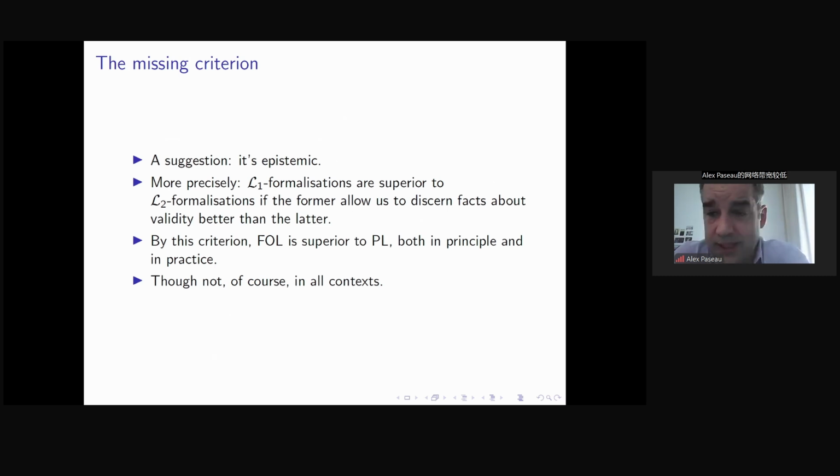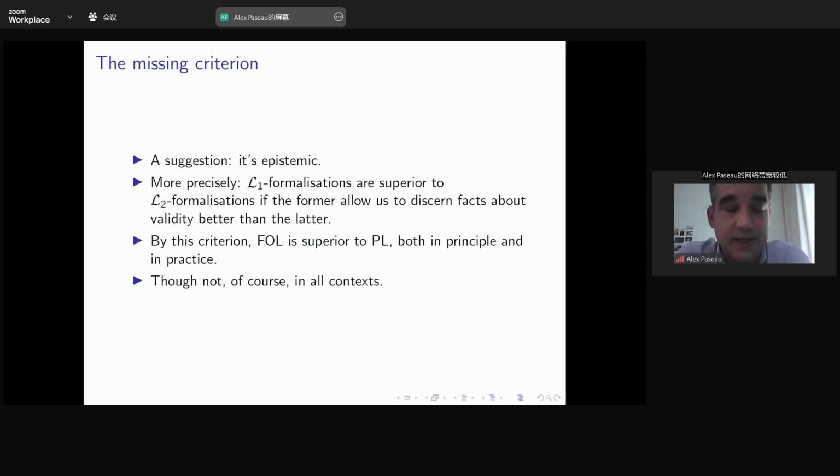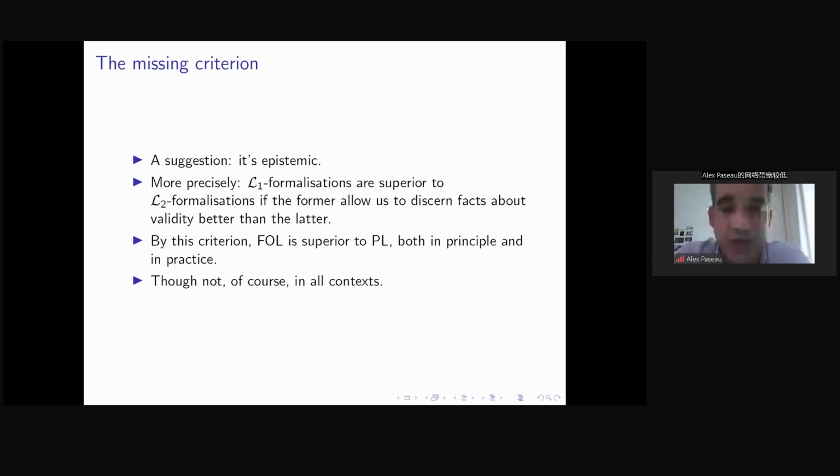And semantic proximity is a criterion that has to do with semantics and doesn't look like it's epistemic either. Okay. So judged by the epistemic criterion, first order logic is superior to propositional logic, both in principle and in practice, because it's a better epistemic tool with which to formalize. We are able to discern the logical structure of English, or a technical fragment thereof, using first order logic in a superior way to how we can do it with propositional logic. Not in every case, but in general.